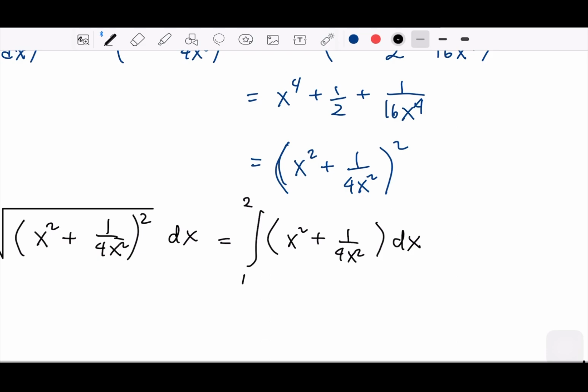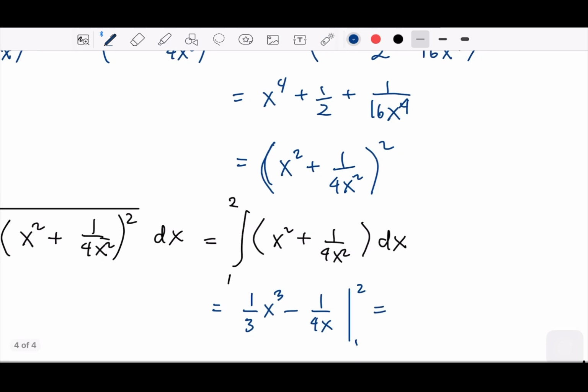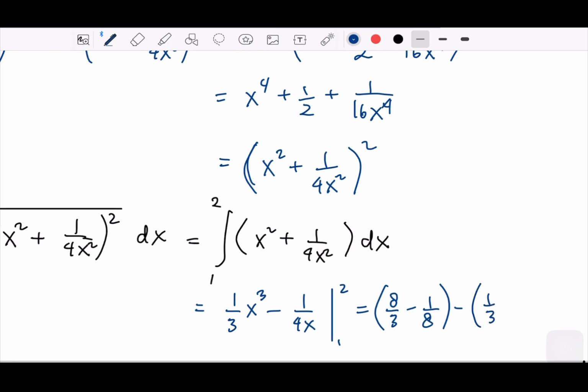We can integrate easily and make the x squared become 1 over 3 x cubed, and 1 over 4 x squared is going back to 1 over x, right? With negative. So negative 1 over 4x from 1 to 2. So 8 over 3 minus 1 over 8 minus 1 over 3 minus 1 over 4, right? Okay, what is that? Not 1 over 2. Hmm? 1 over 2x. 1 over 2.